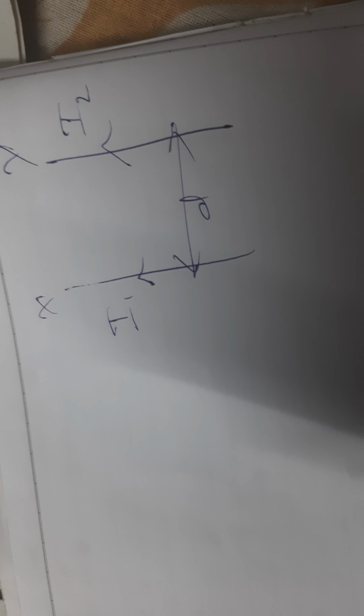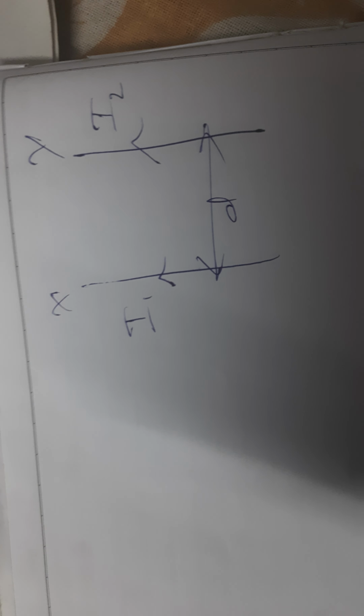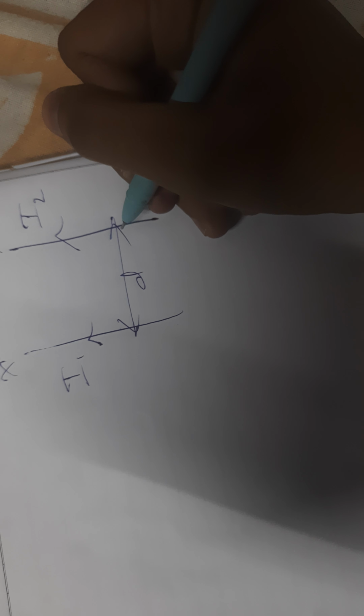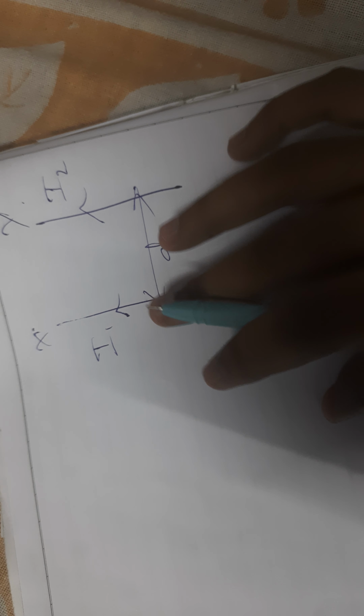Okay, so what we have taken here is two wires of current I1 and I2 going through the X wire and Y wire, and this is what we are doing: the mutual force between two parallel infinite wires, and the distance between them is d. So we will derive the force which is acting between these two wires.